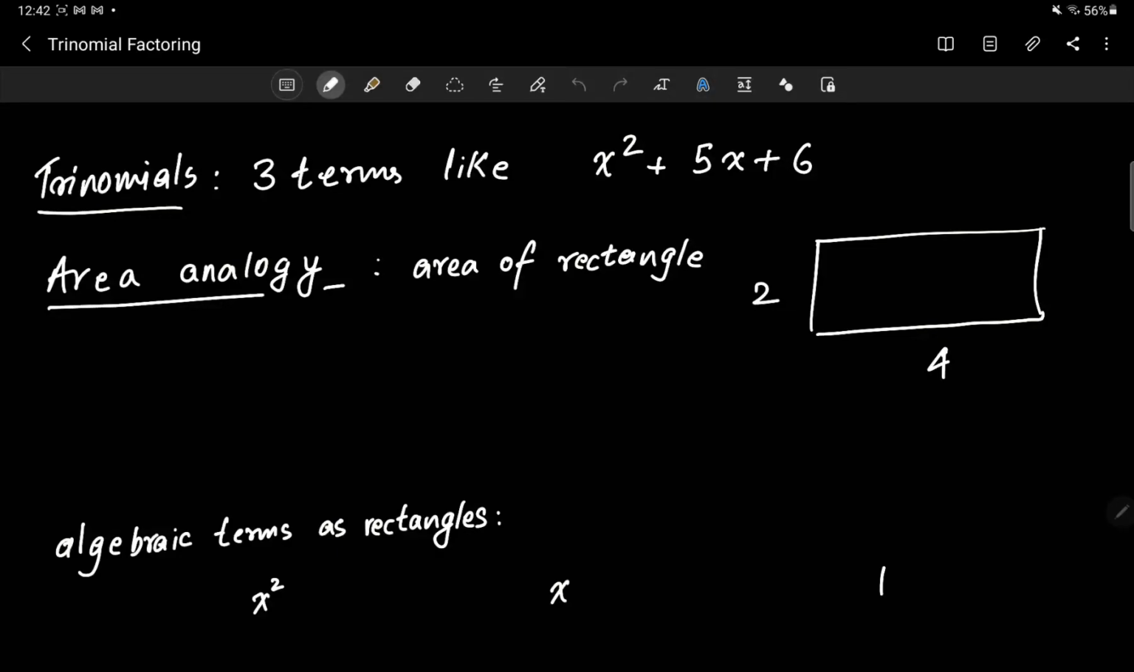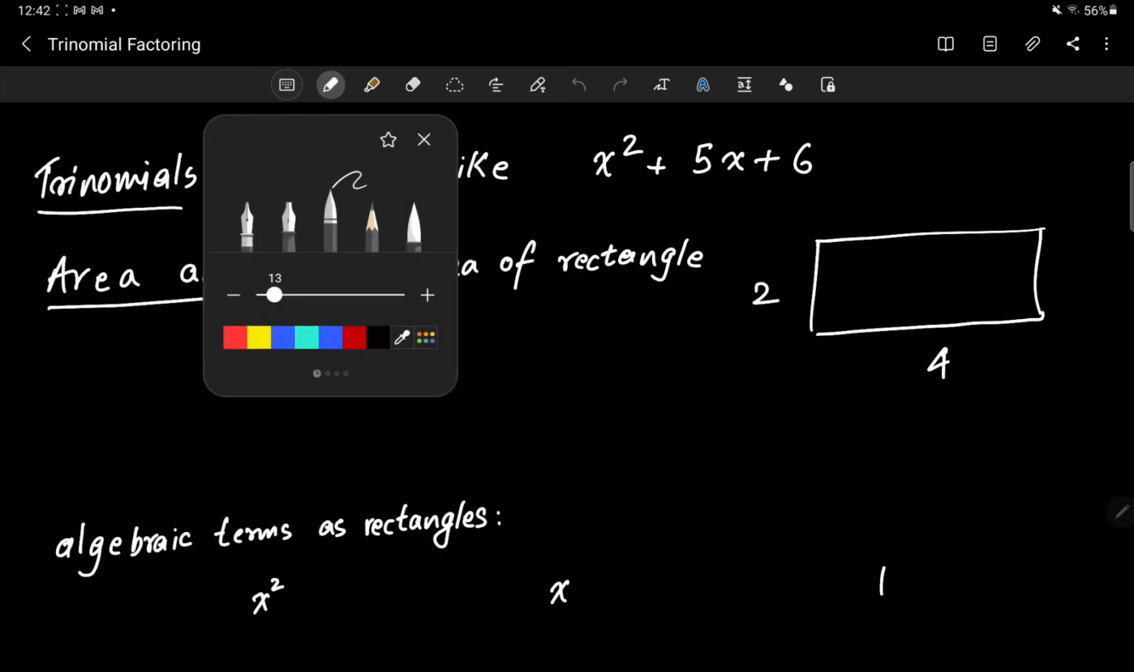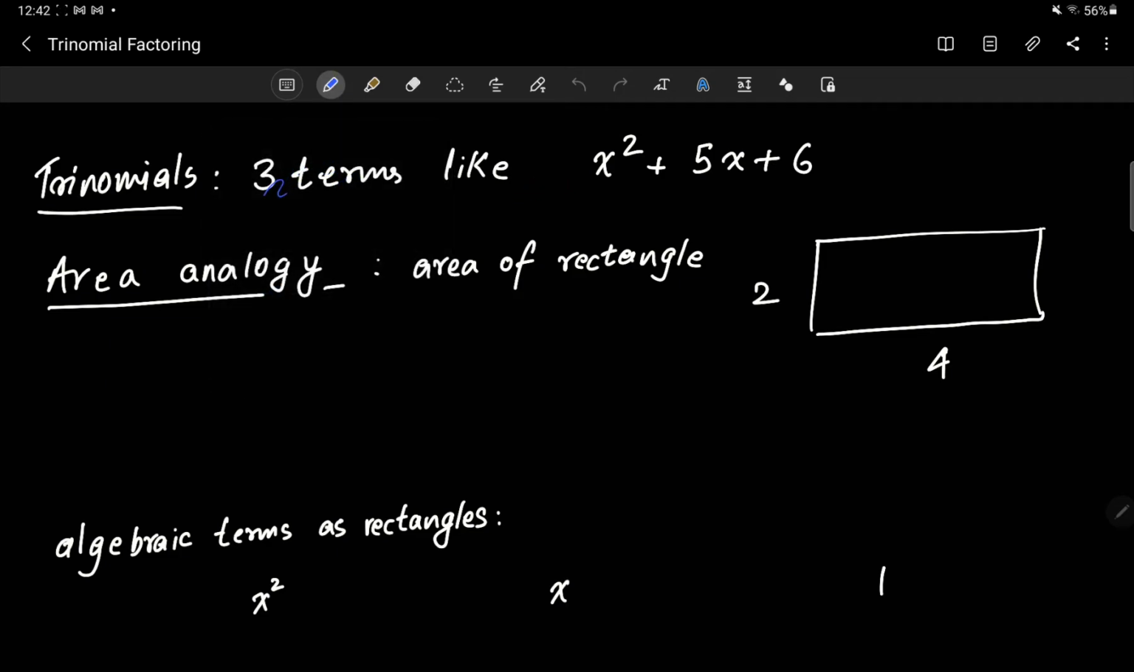Hi everyone, in this video we're going to look at a special case of factoring. It's called factoring a trinomial. Now recall polynomial meant many terms. So trinomial means three terms. Something like x squared plus 5x plus 6.